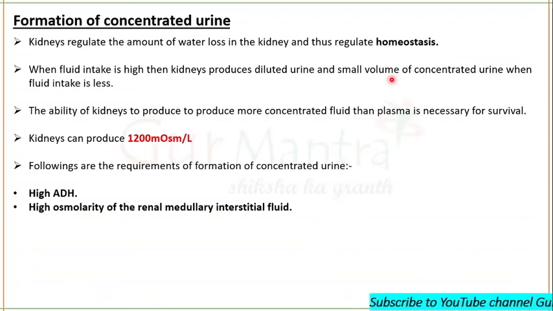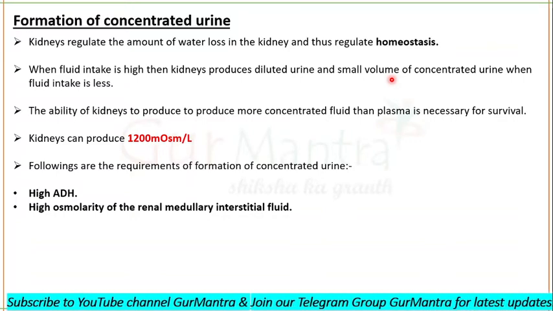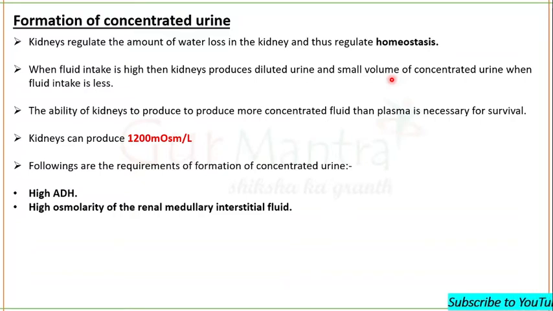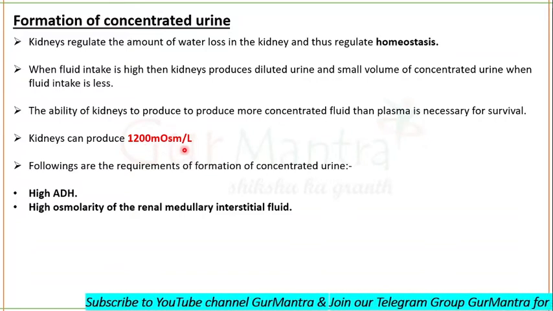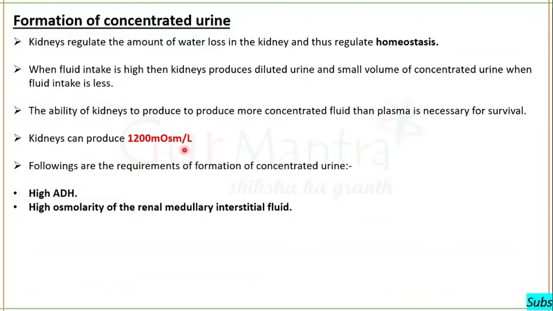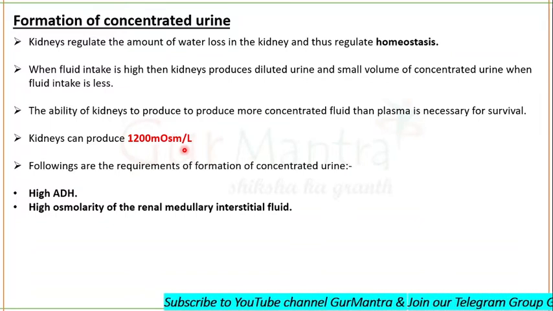And this ability of the kidney to produce more concentrated urine, like more concentrated fluid than plasma, is very important for survival. And the kidney can produce approximately 1200 to 1400 milliosmoles per liter of fluid. It means its osmolarity can increase to this level.